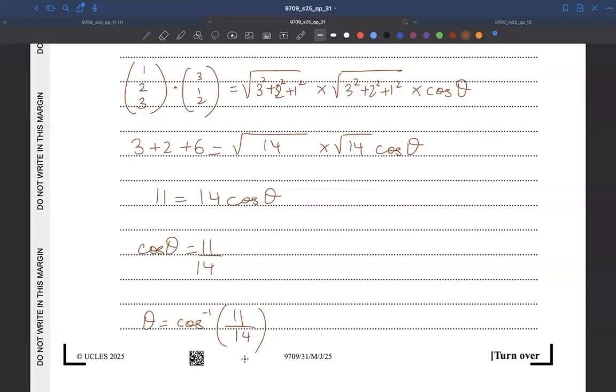Now substituting this in the calculator, we'll get shift cos inverse of 11 divided by 14. And the final answer would be 38.2 degrees. So the acute angle between the two direction vectors would be 38.2 degrees. And we can also give this answer in radian form as well.